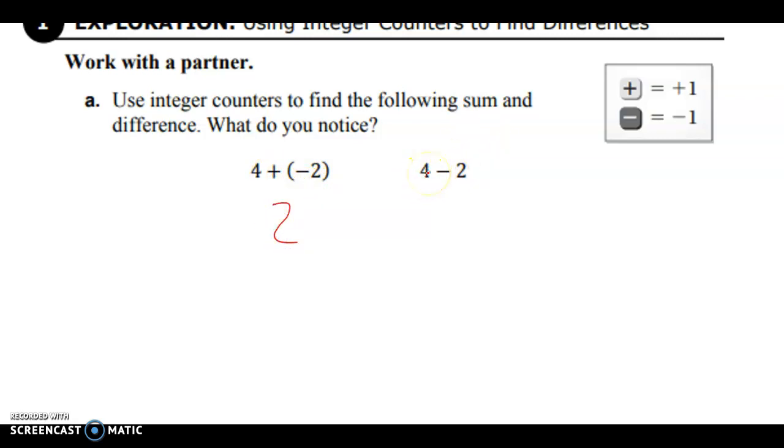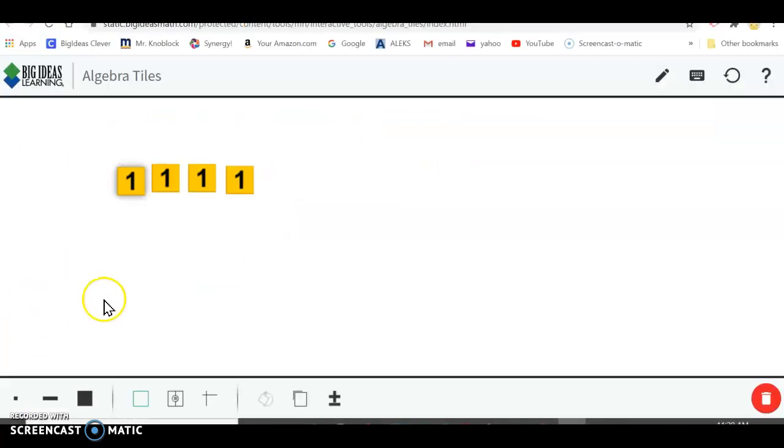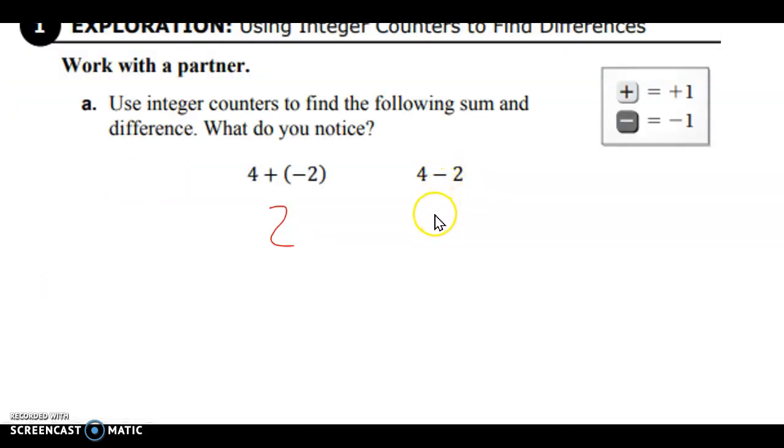Now let's go ahead and try 4 take away 2. Alright, so we have 4 positives. If we're going to take away 2 of them, I guess we hit trash it. And then we take away another one, hit the trash can, and there we go. We got 2 positives. So 4 take away 2 is also 2. So 4 plus negative 2 and 4 minus 2 would give us the same answer.